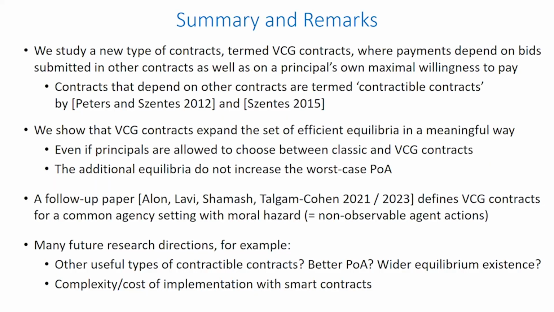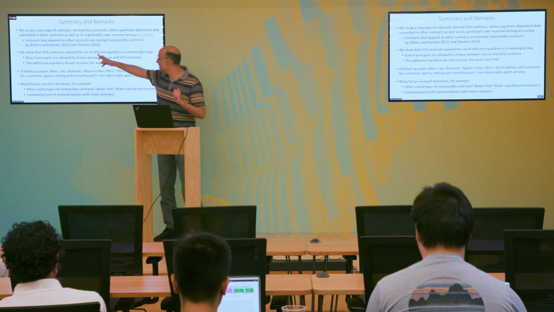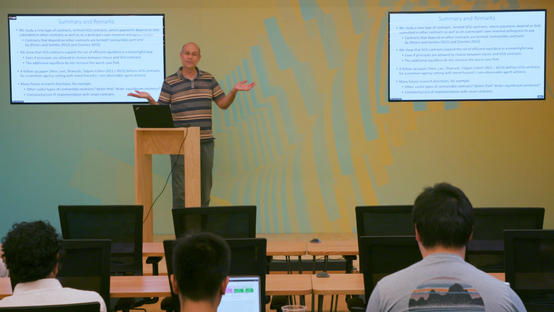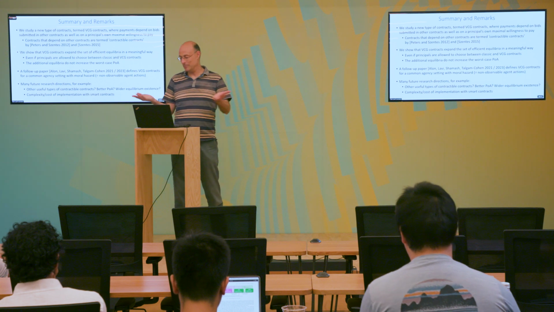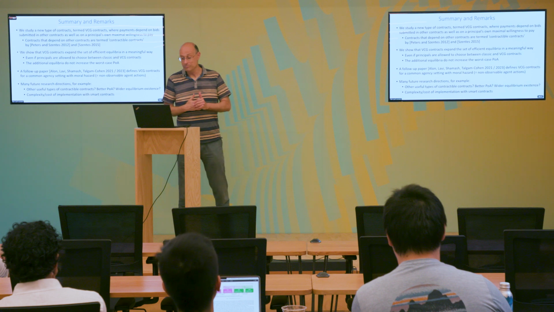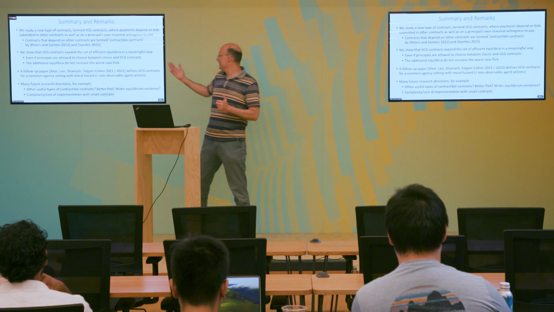So let me just summarize. We study a new type of contracts, termed VCG contracts, where payments depend on bids submitted in other contracts as well as on a principal's own maximal willingness to pay. This has been termed contractible contracts by two other papers, Peters and Szentes. Those are the only two papers that I know in the literature, and since this paper is already published, I assume these are indeed the only two papers with this idea of contractible contracts. Compared to reality, where we know that contractible contracts are being used, that's a huge discrepancy. So that's in terms of the motivation.